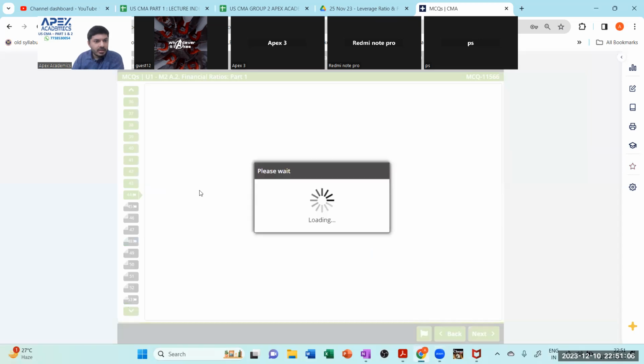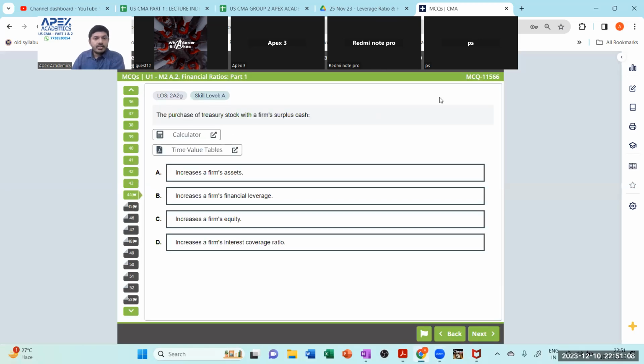Now which one? Question number 44. The purchase of a treasury stock. This is again a conceptually important question. Purchase of treasury stock. Now please understand what is the meaning of treasury stock. Treasury stock in simple words means buyback of shares.